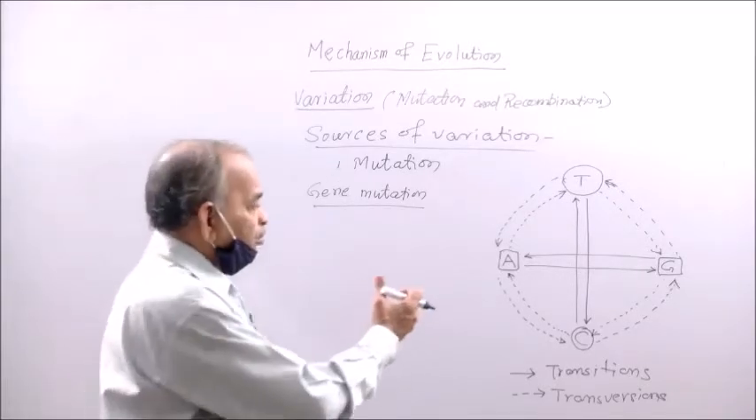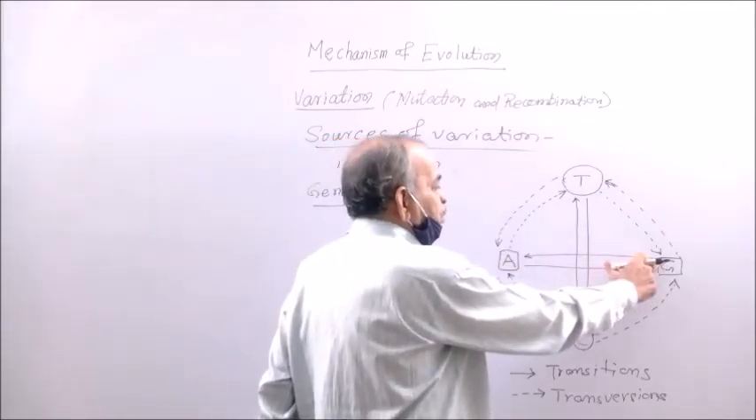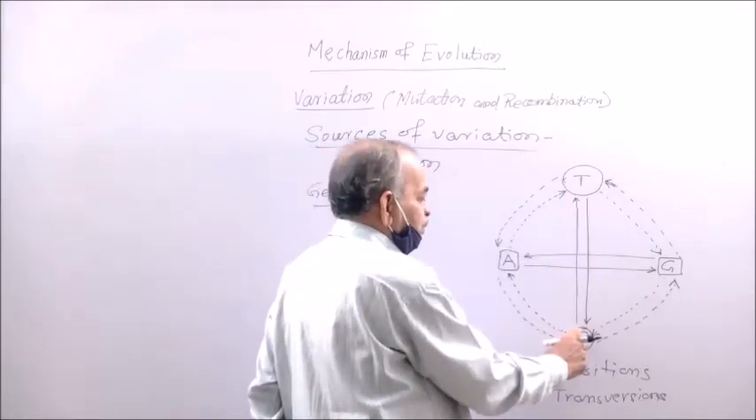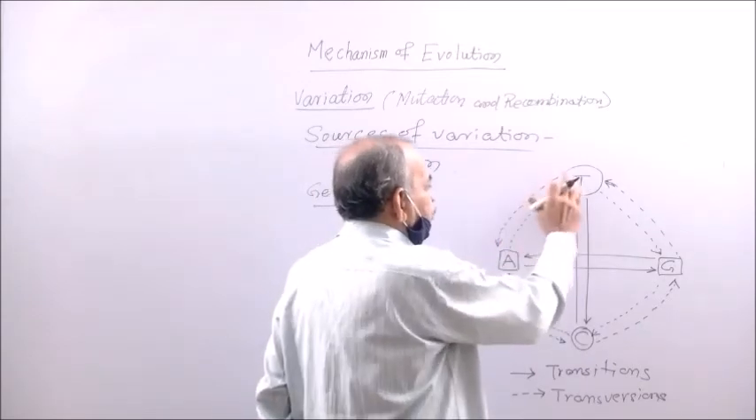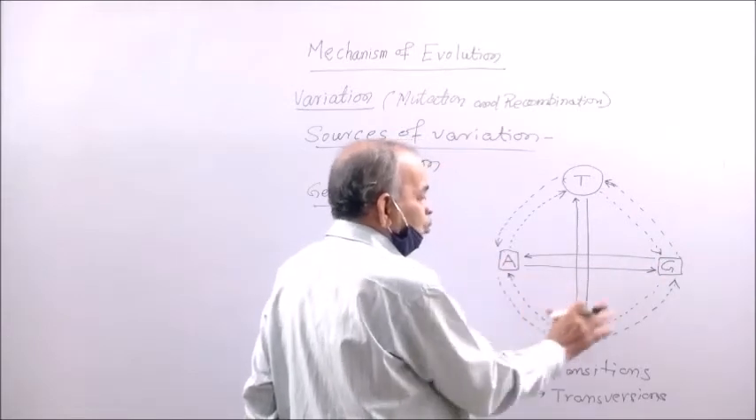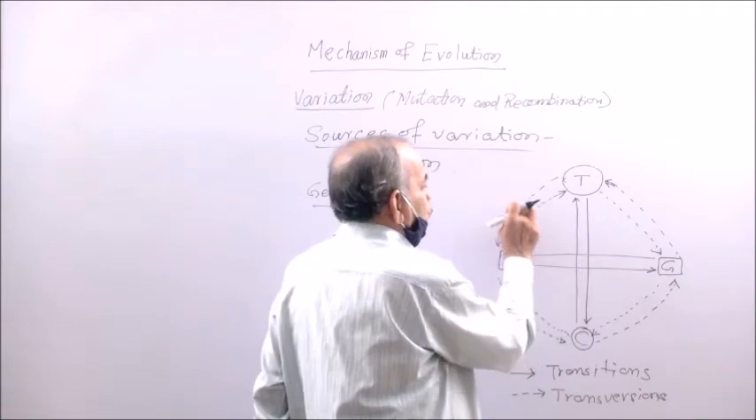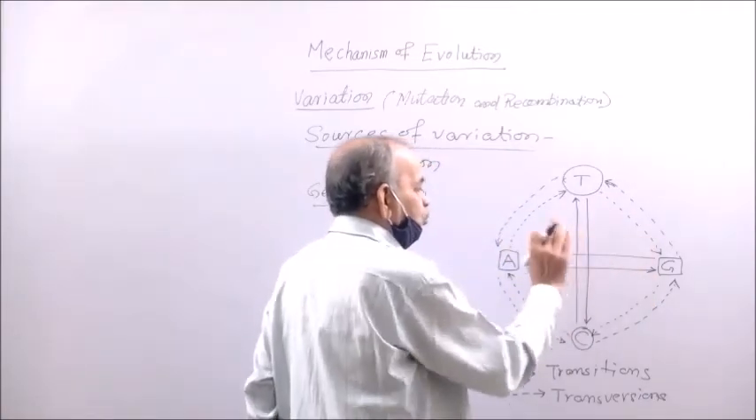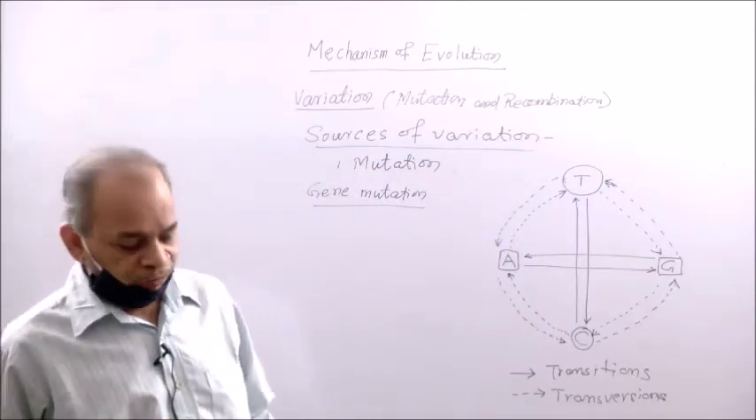From this diagram you can see A may be substituted by G, G may be substituted by A, T may be substituted by C, C may be substituted by T, A and T there will be substitution, T and G there will be substitution, like that. So in total you see 12 ways: 8 plus 4, 12 ways of base substitution.